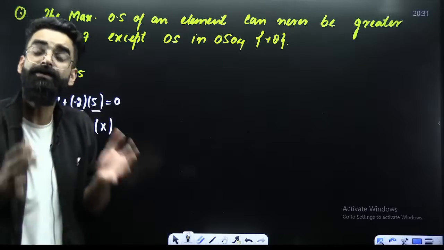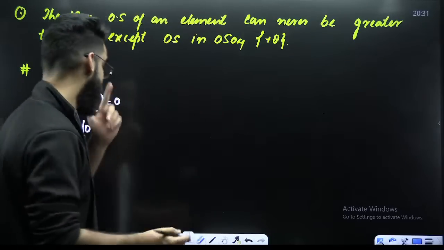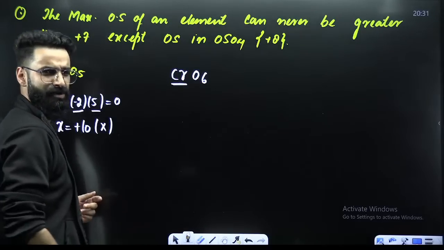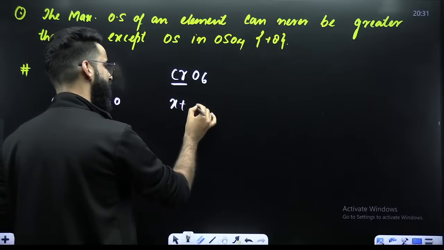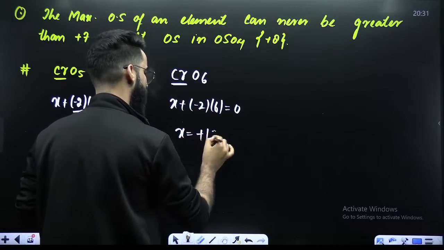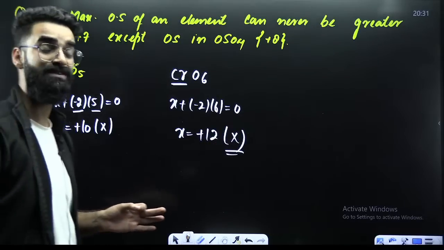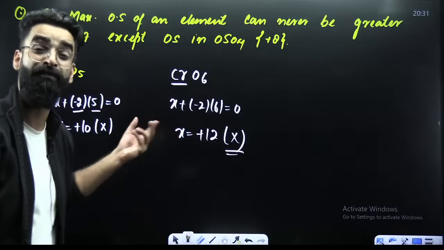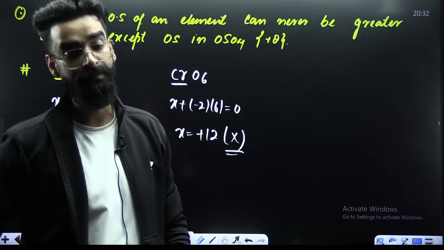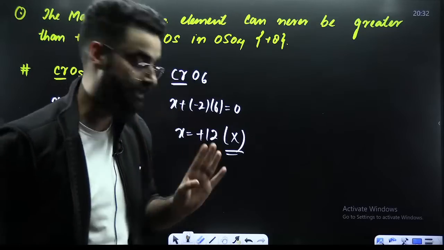So there are certain structures which I would want you guys to remember. Because, for example, you got a compound like CrO6. I'm asking you to calculate the oxidation state of chromium. You'll do X, and this is -2, this is 6, is equal to 0. So the value of X will come out to be 12, but 12 is not possible, right? So whenever the oxidation state of an element with the help of the formula comes out to be greater than +7, at that point of time, you need to consult the structure of that particular compound.